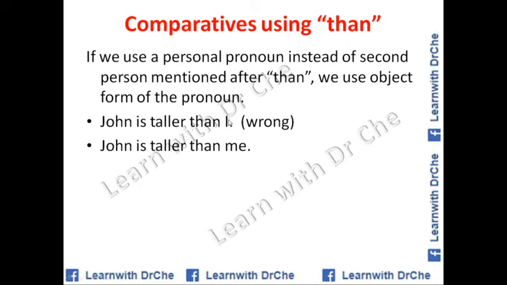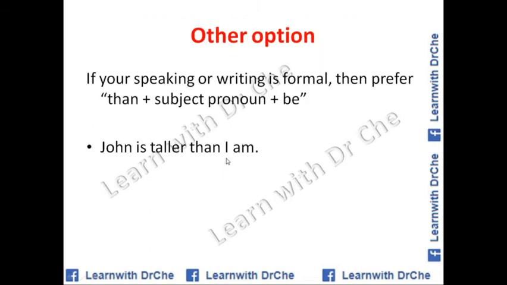So instead of Smith, we are using a personal pronoun. If we use a pronoun instead of a noun, we should use the object form of the pronoun. "I" is wrong. John is taller than I. "I" is wrong. We need to use the object form of the pronoun I. John is taller than me, not than I. John is taller than me. This is correct.